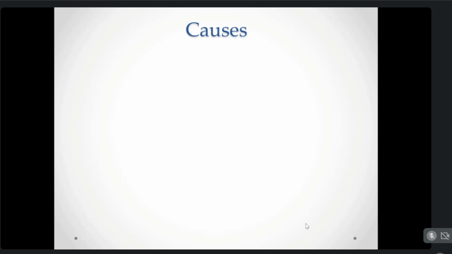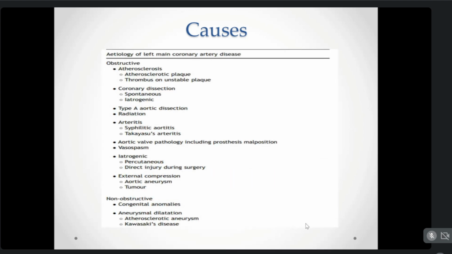Now we will move to the causes. For the etiology of left main coronary artery disease, we have the obstructive causes, like atherosclerosis, plaque or thrombus on unstable plaque, coronary dissection, type A aortic dissection, and radiation, and arteritis like syphilitic or Takayasu arteritis. We have vasospasm, external compression, and the non-obstructive causes like congenital anomalies or aneurysmal dilatation. But the most frequent is the obstructive, which means atherosclerosis.